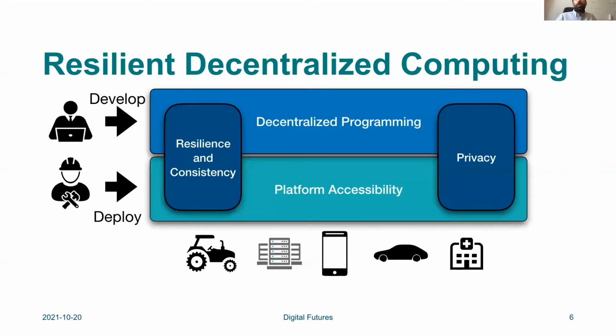Concretely, we propose a new user-friendly decentralized programming framework that automates resilience and data consistency for decentralized apps. So apps that run on mobile devices, IoT devices, vehicles, and so on. The framework will also enable defining data access policies in a declarative way, enabling privacy-preserving applications. This way, our approach aims to enable trust and resilience by design.